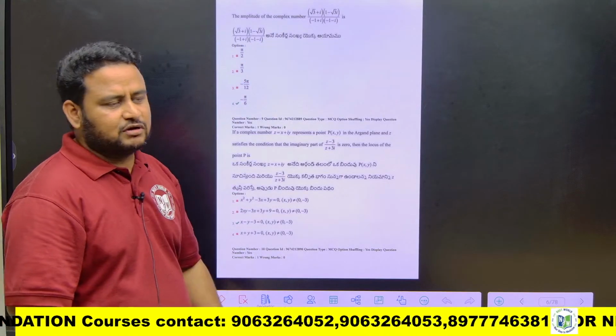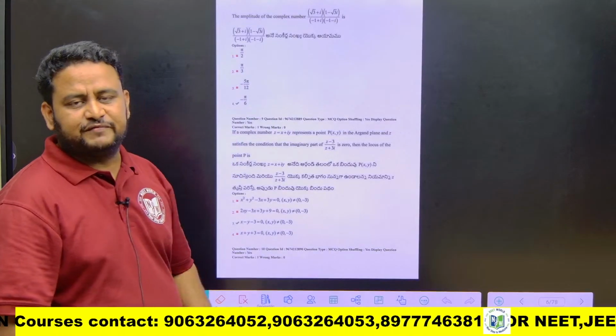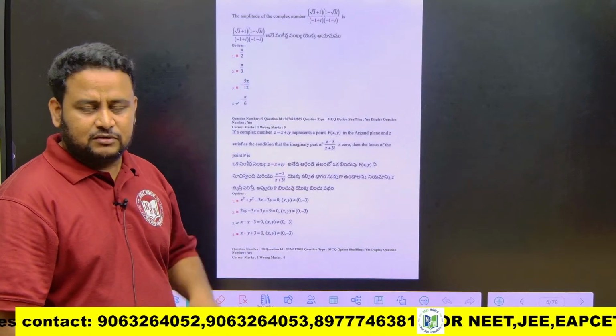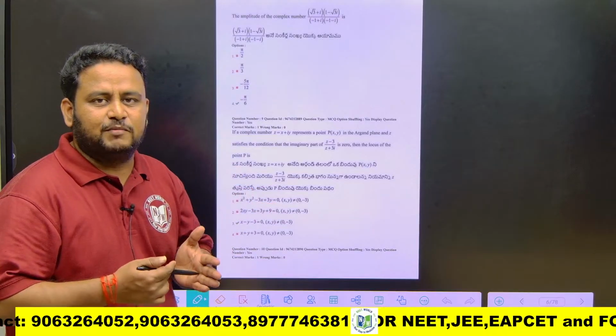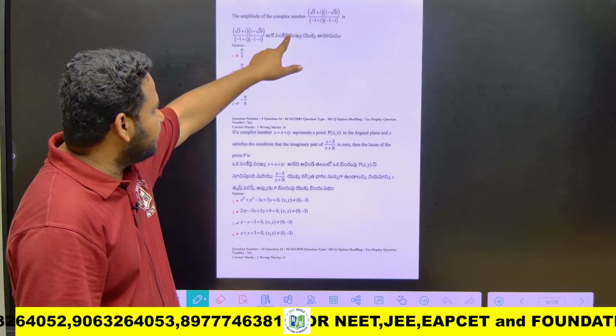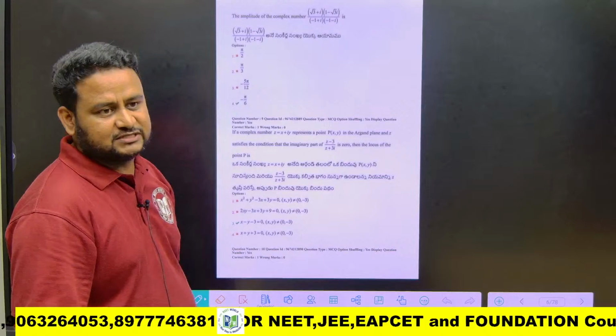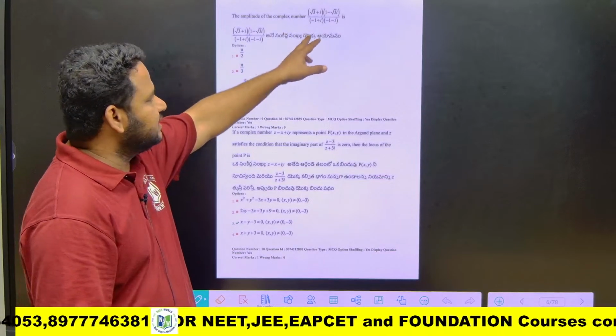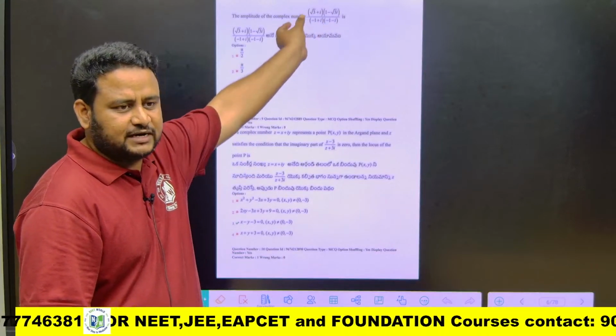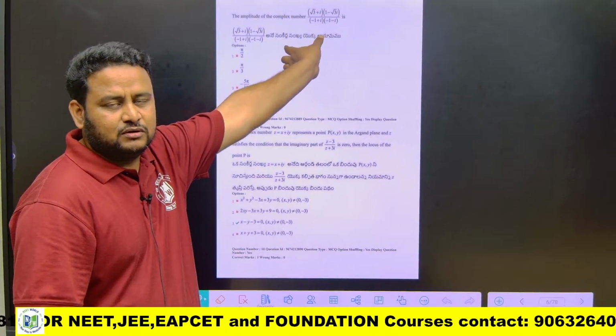To find the amplitude of the complex number, first it should be in the form of x plus iy. Here it is not in the form of x plus iy, so we have to simplify this. To simplify, what should I do? I have to multiply the numerator and the denominator and simplify them.